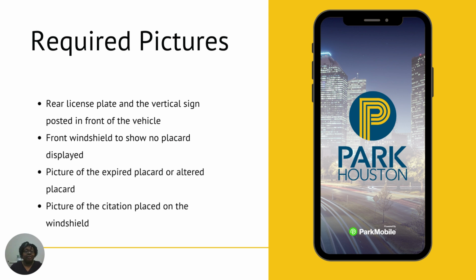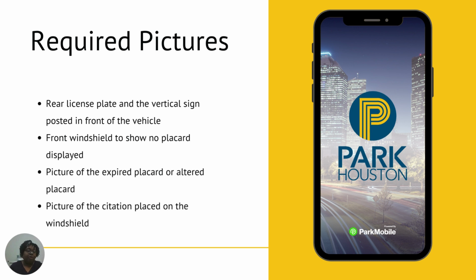Doing this lets the hearing officer know that the citizen received notification of this parking violation. People will often go to a hearing and say they didn't know anything about it. But because we have a picture of the citation on the windshield proving that they received notification of a violation, that argument will not stand, and they cannot pretend they did not know anything about it.